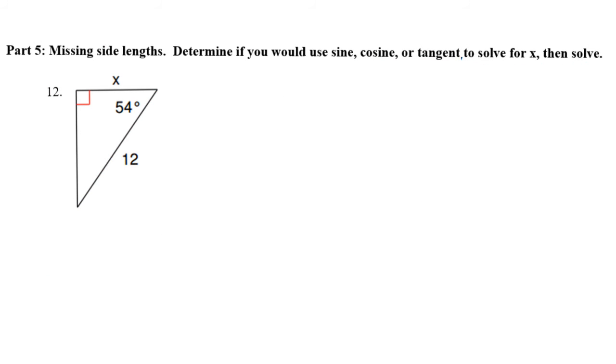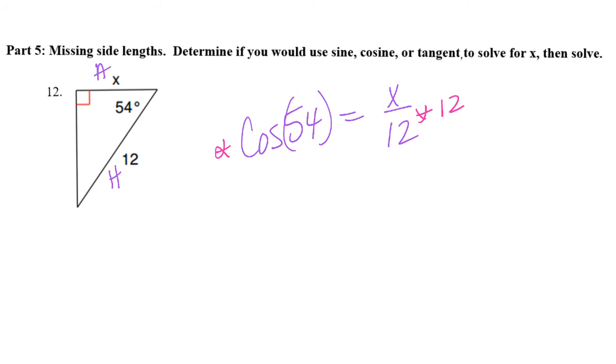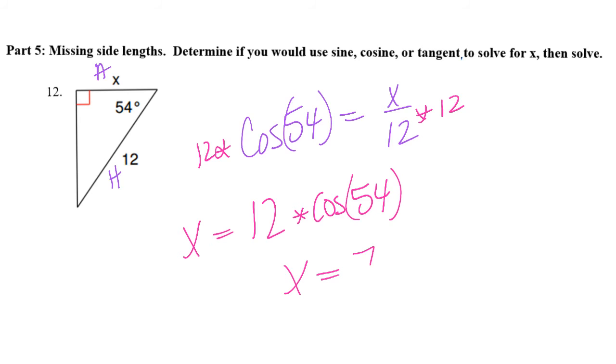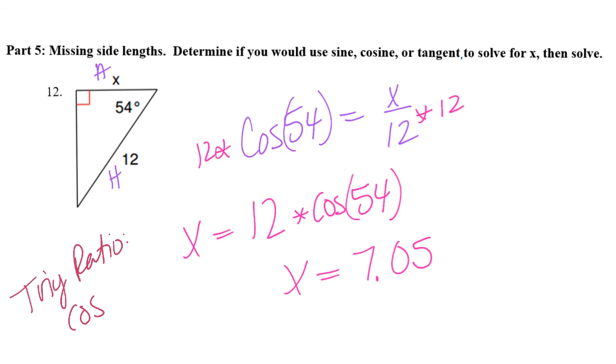All right, last one like this. We have the adjacent and the hypotenuse. So we're going to use cosine. Cosine of 54 equals adjacent over hypotenuse. So x over 12. To solve, we times by 12 on both sides. So x is going to equal whatever 12 times the cosine of 54 is. I'm going to type that into my calculator, and I get that x equals 7.05. And don't forget to identify your trig ratio, which would obviously be cosine, since that's what we use to solve this.